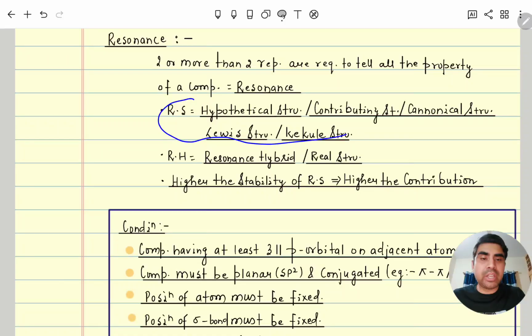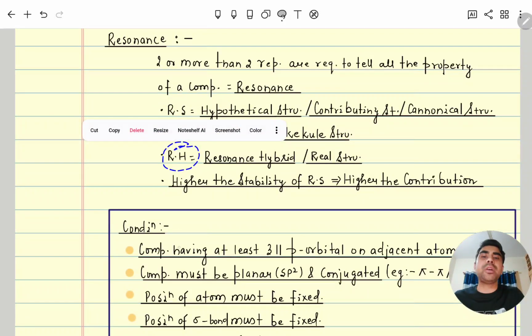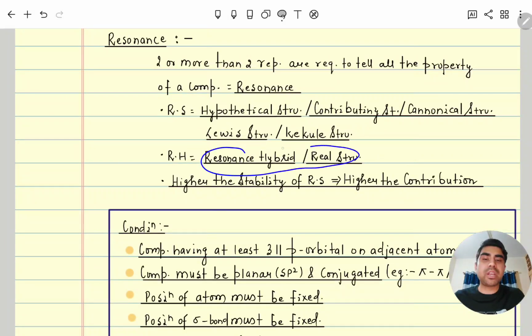Through all these resonating structures only, we can come to the conclusion of the resonance hybrid. So the resonance hybrid is the real structure. Let's suppose two or more resonating structures are there. Those resonating structures which are more stable will have more contribution in the formation of the resonance hybrid. So the higher the stability of a resonating structure, the higher will be its contribution in the formation of the resonance hybrid.